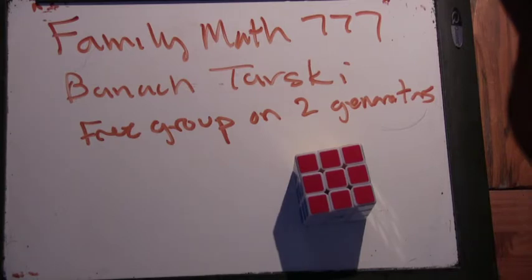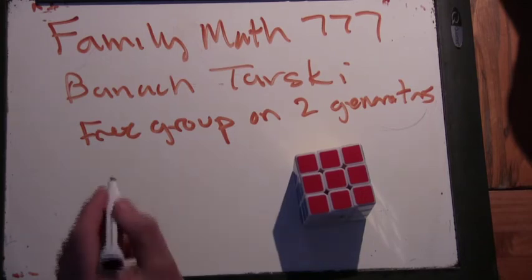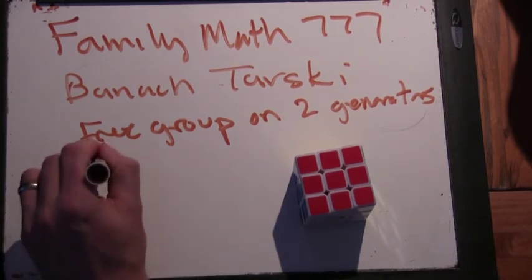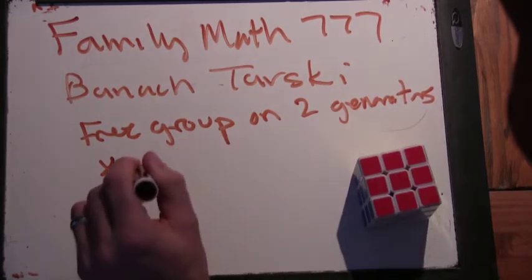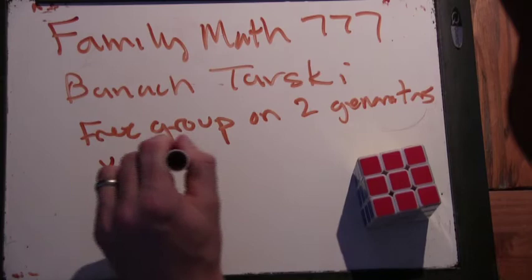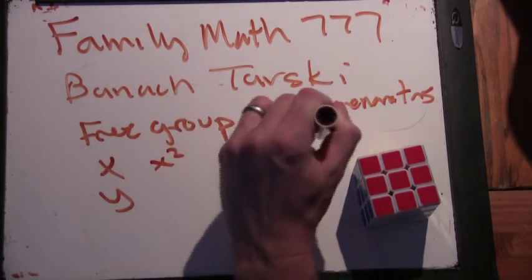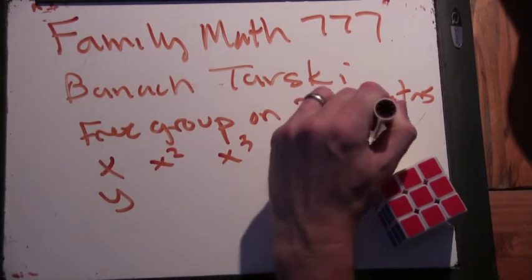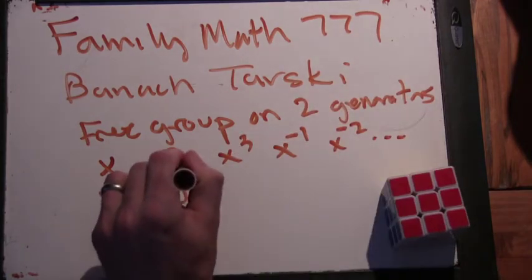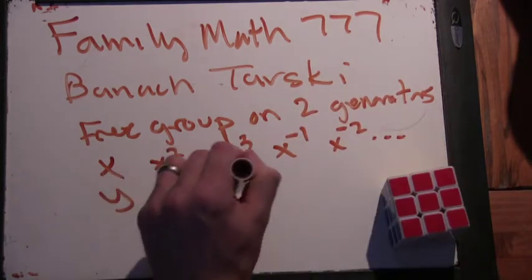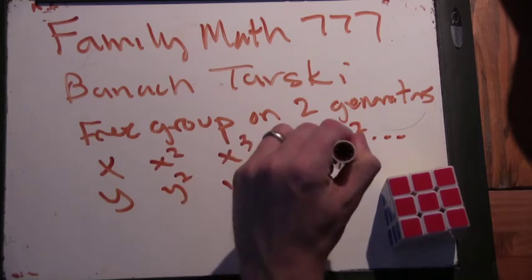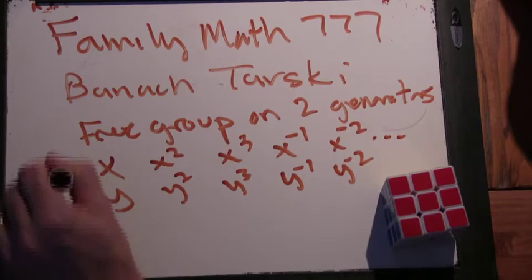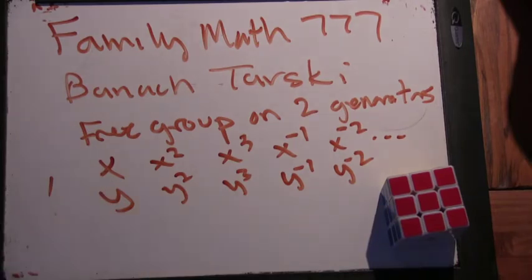The 2 generators I'm going to call x and y. And that means we're going to have components like x squared, x cubed, also x to the minus 1, x to the minus 2, same thing, y squared, y cubed, y to the minus 1, y to the minus 2, and then we also have an element that we call 1. Yep, 1 is the identity element.